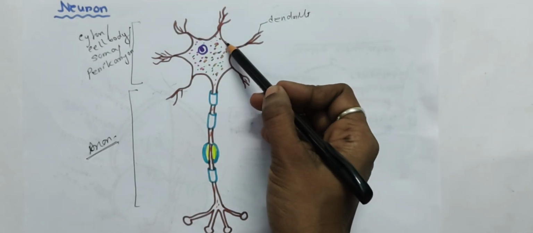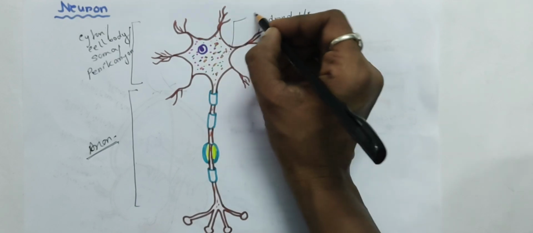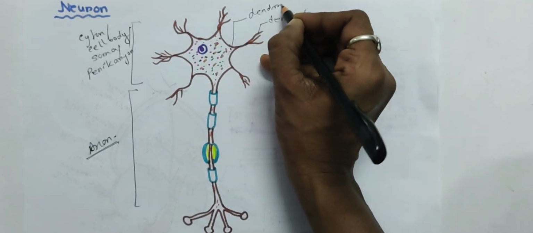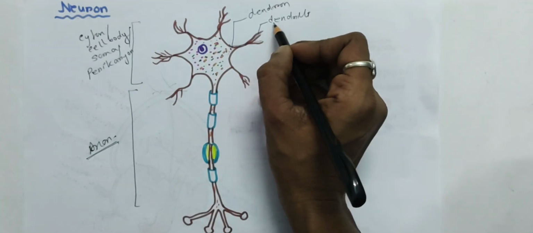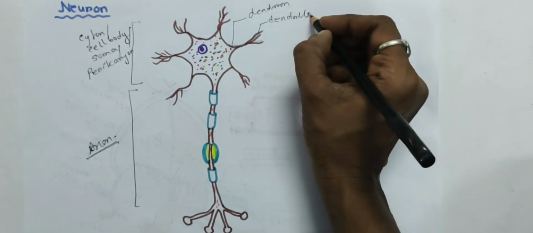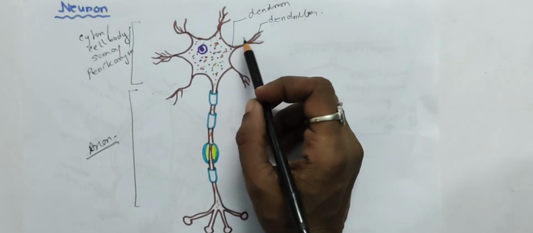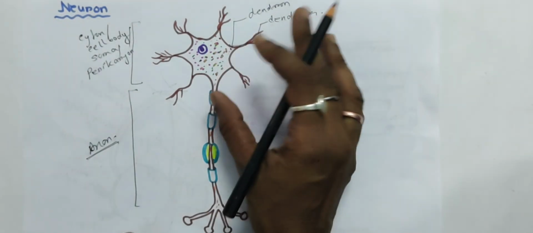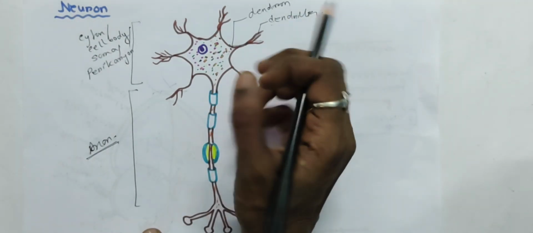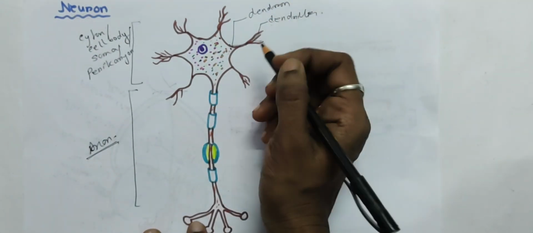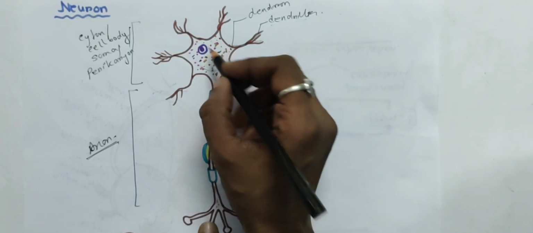From the cell body there is a projection. This is the dendron. That part is called dendron. And then dendron is further divided into fine branches. Fine branches are called the dendrites. The dendron, dendrites and cell body act as afferent parts because they receive the signal from the previous neuron.